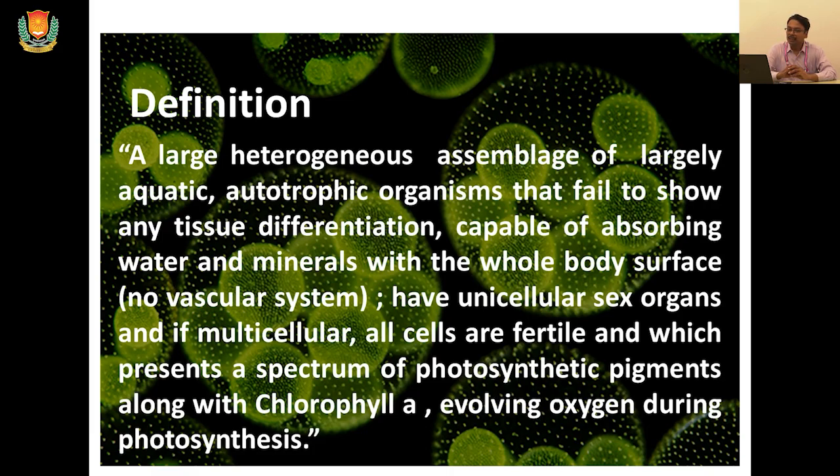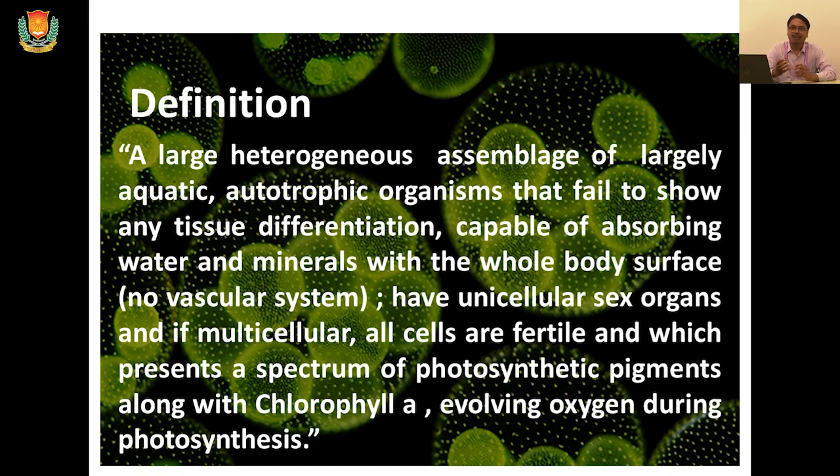And this particular group, algae, presents a spectrum of photosynthetic pigments. They have xanthophylls, carotenoids, phycocyanin, phycoerythrin, and a range of chlorophylls: chlorophyll A, B, C, and D. All of them essentially possess chlorophyll A. And lastly, the most important part, they are autotrophic organisms which evolve oxygen during photosynthesis. So these are the defining attributes of algae.